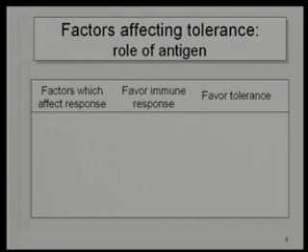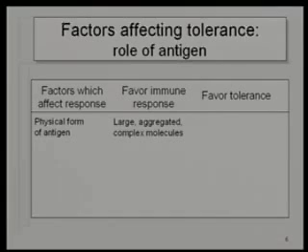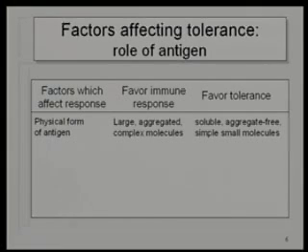What are the major factors that determine whether an individual will produce an immune response or tolerance? They are listed here. Physical form of the antigen is important. Dr. Mayer mentioned that if it is a particulate or complex antigen, it favors an immune response if they are large, aggregated, complex molecules. On the other hand, if they are simpler molecules, soluble molecules, aggregate-free, they tend to produce unresponsiveness. And the degree of unresponsiveness will be different for each molecule.